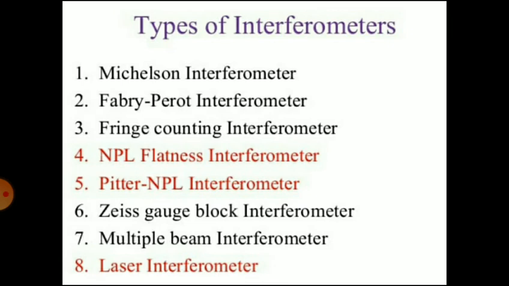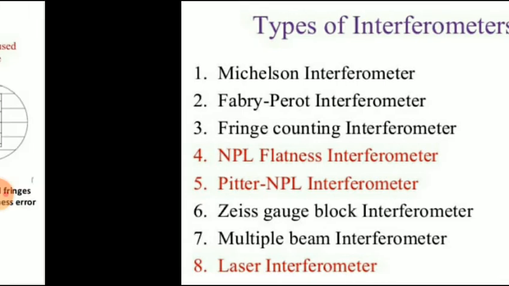Now, types of interferometers. First is the Michelson interferometer, Fabry-Perot interferometer, fringe counting interferometer, NPL flatness interferometer, Peter NPL interferometer, Zeiss gauge block interferometer, multiple beam interferometer, and laser interferometer. These are the types of interferometers used for flatness testing.